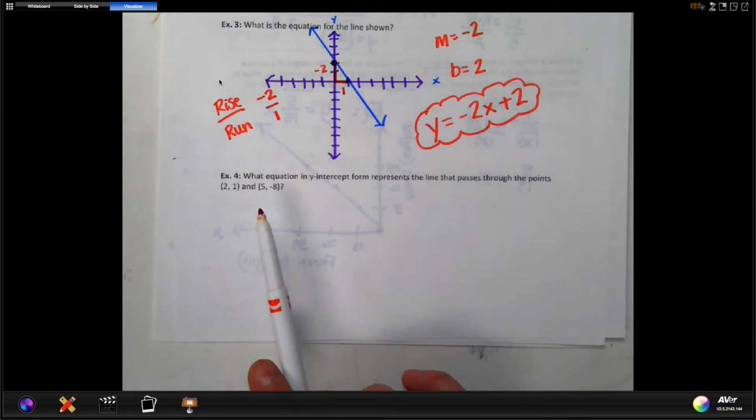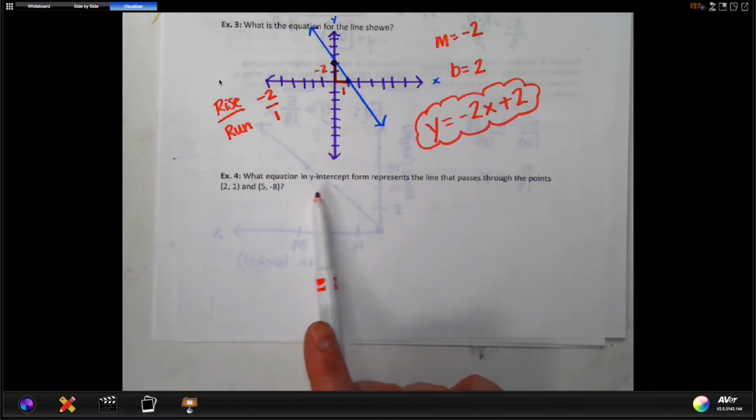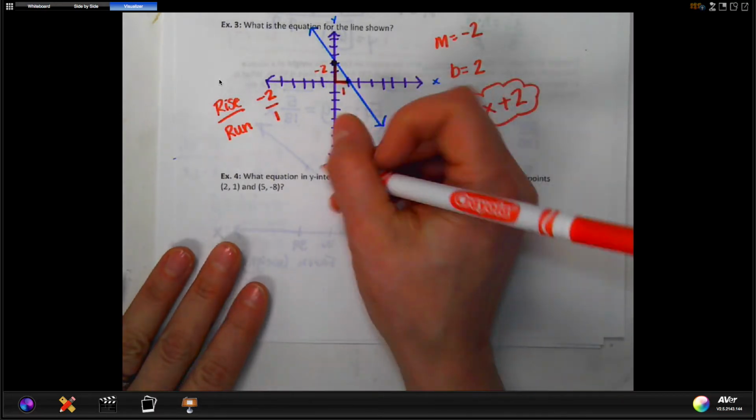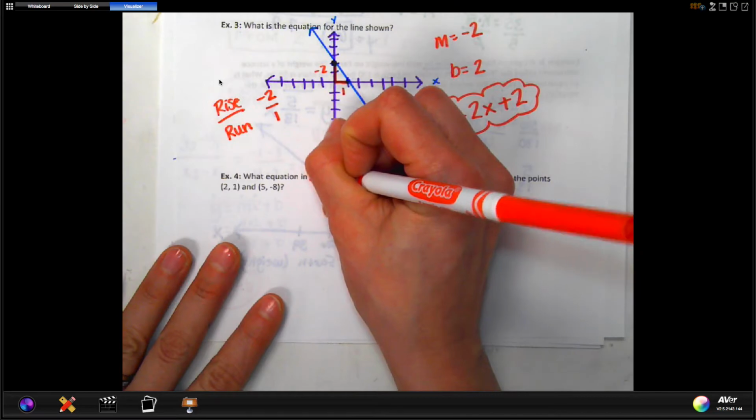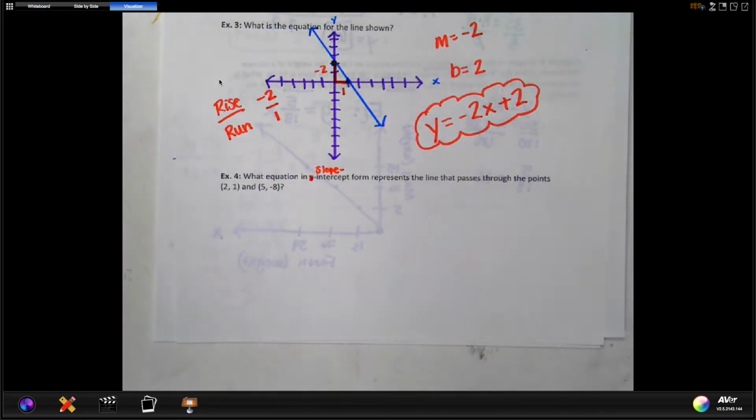And I didn't show you to write the equation, but I showed you how to find the 2 things. So, what equation in y-intercept form, that should say slope-intercept form, sorry about that, I made a typo, in slope-intercept form represents the line that passes through the points (2, 1) and (5, -8)? Okay, to get an equation in slope-intercept form, you need the slope and you need the y-intercept.